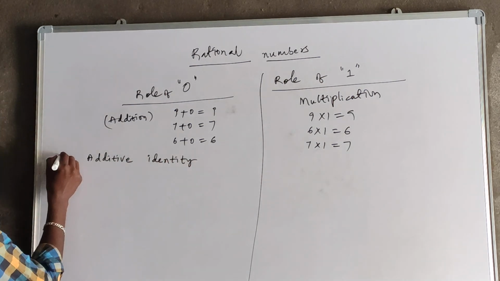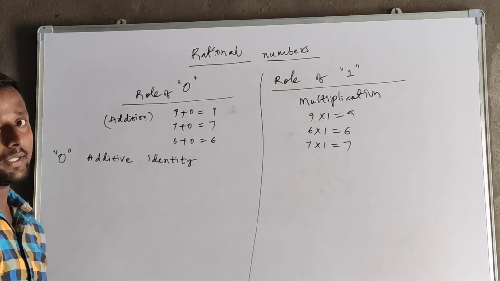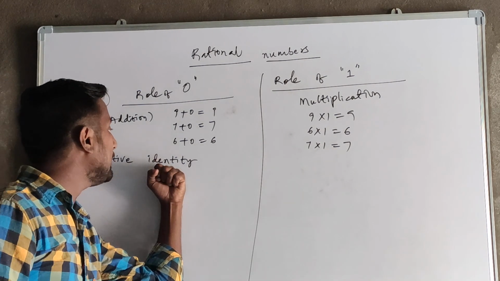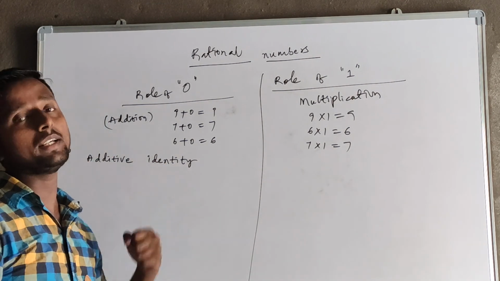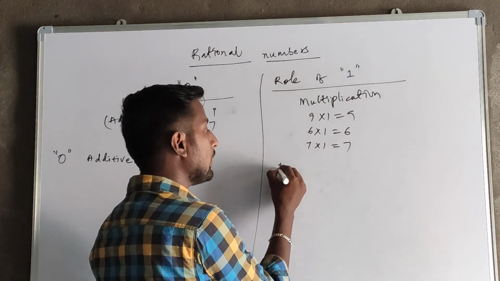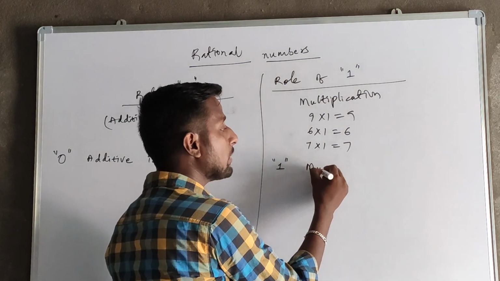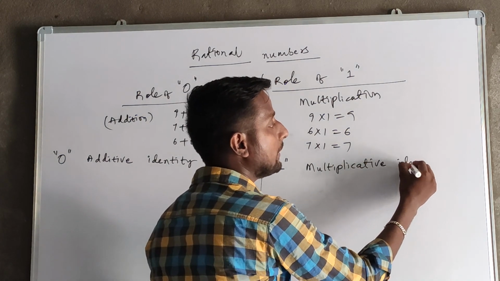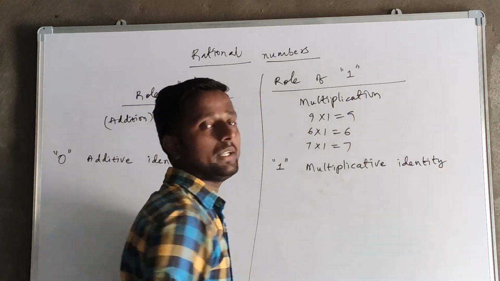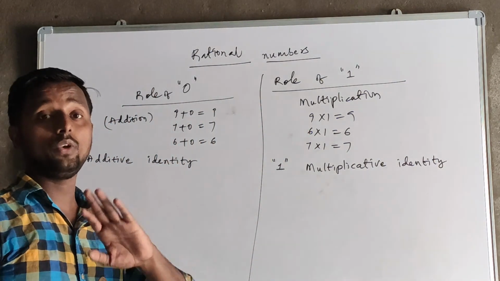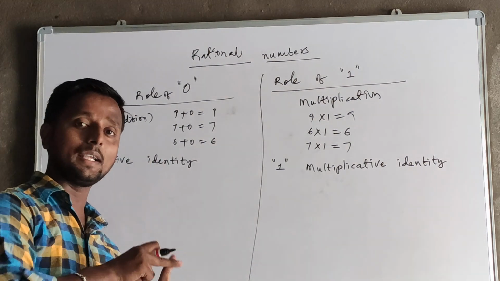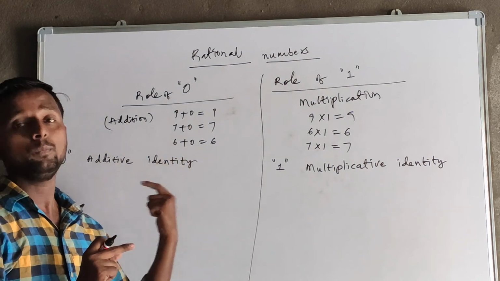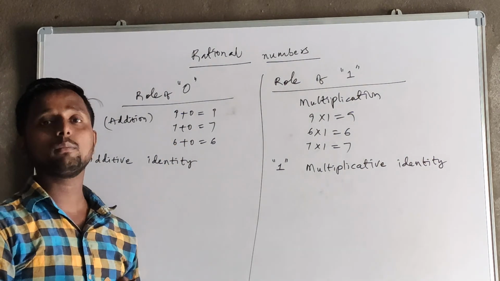What is additive identity? 0 is the additive identity. Why should we call it additive identity? Because the identity is happening with addition. Same thing here: 1 we are using with multiplication, so we can write this one as the multiplicative identity. Correct? So now we learned two identities: one is the additive identity, one is the multiplicative identity. 0 is the additive identity, 1 is the multiplicative identity.